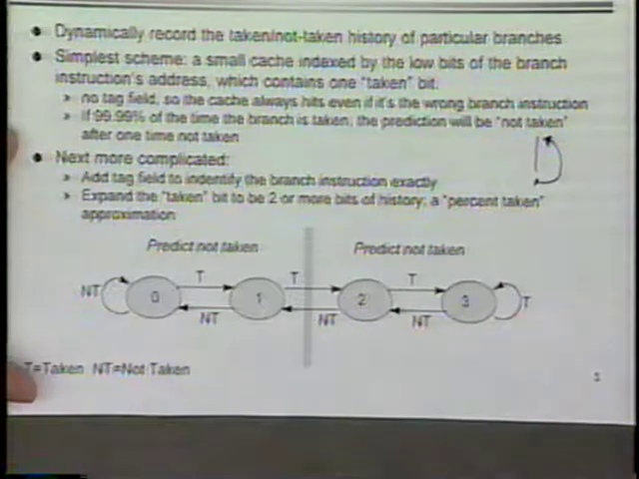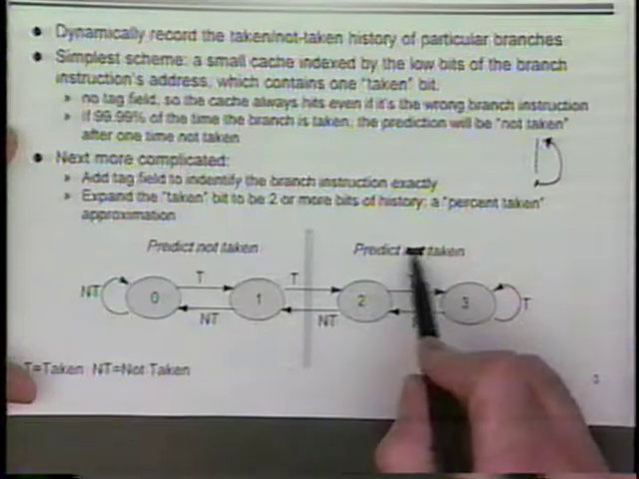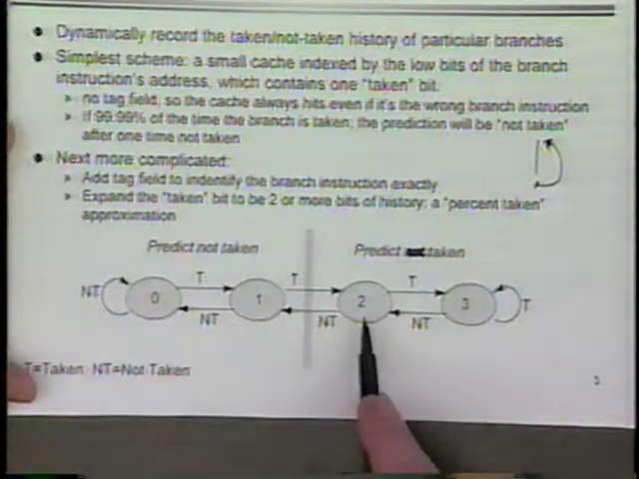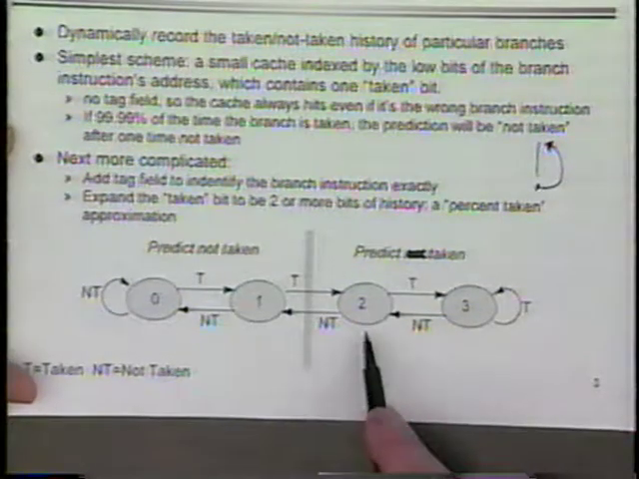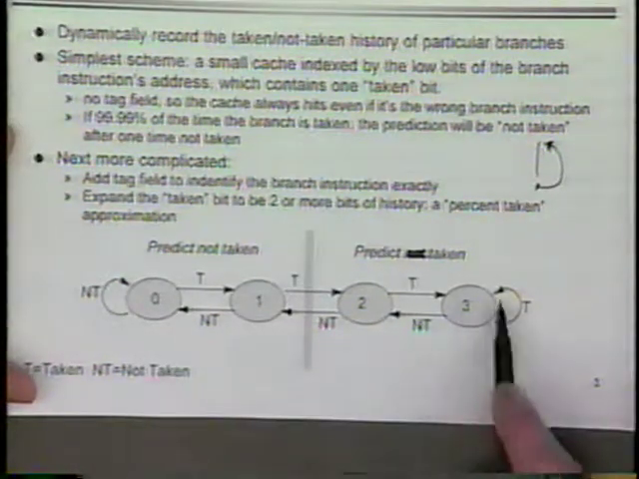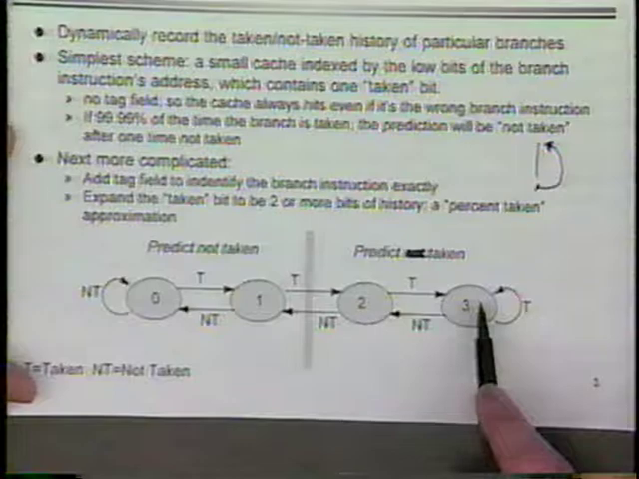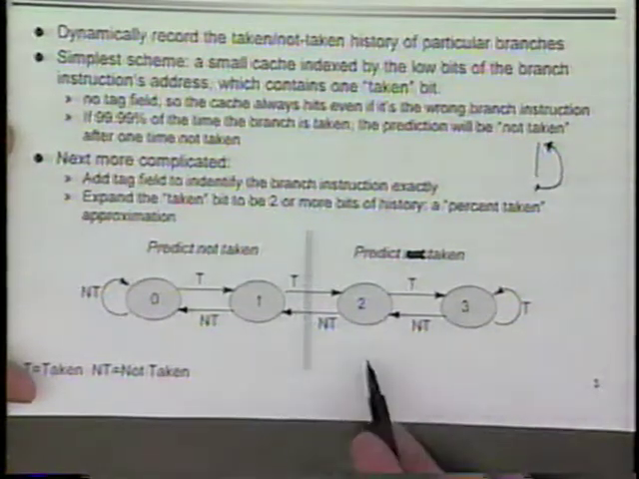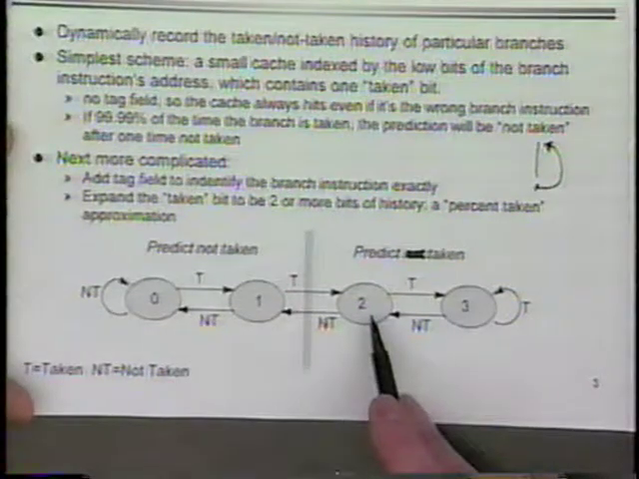Did I get this wrong here? Oh, I got predict not taken twice. That's interesting. Okay, there we go. So you have to take it twice before you're into a state where you're going to predict it as taken. If you take it 3 times, then in fact you're in a state where you're predicting it strongly as taken, and one not taken will not make you change your prediction.